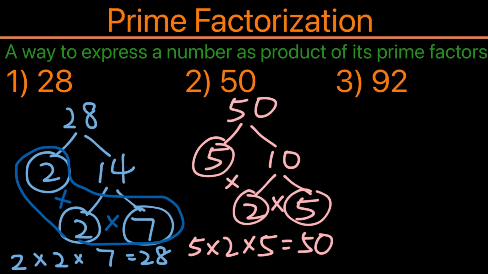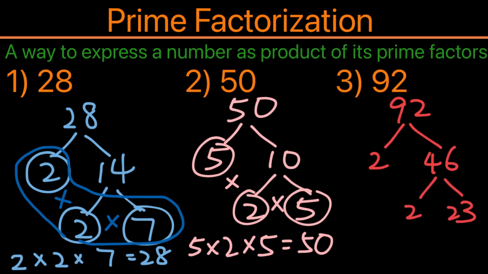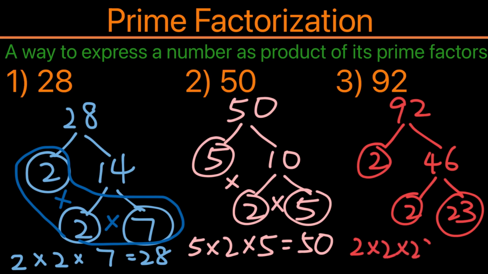Now for the last example, 92. So we'll write out 92. And we can see 2 and 46. Then 46 can again go 2 and 23. And since 2 is a prime factor and 23 is as well, our prime factorization would be 2 times 2 times 23 equals 92.